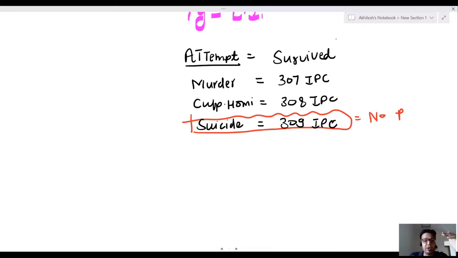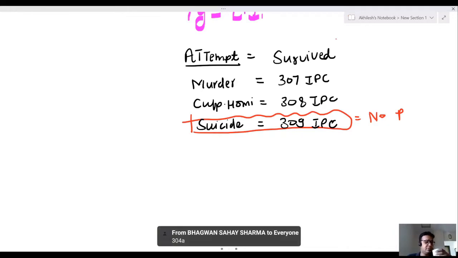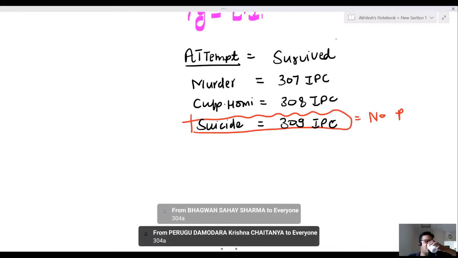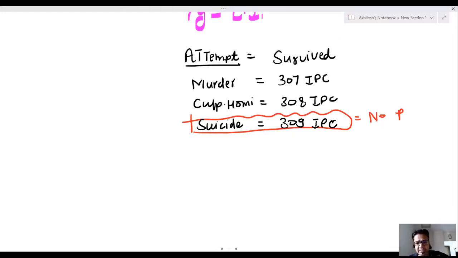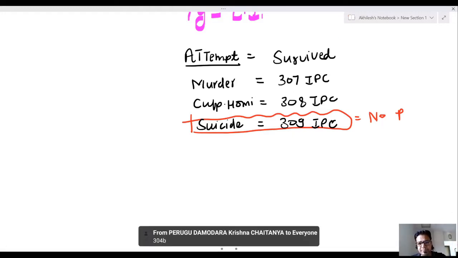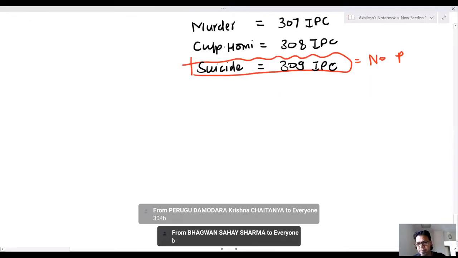Accidental case, doctor's negligence case come under which IPC? 304A. Dowry death is punishable under which IPC? Yes. Very good.